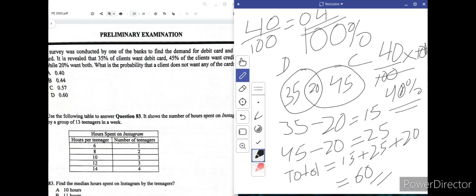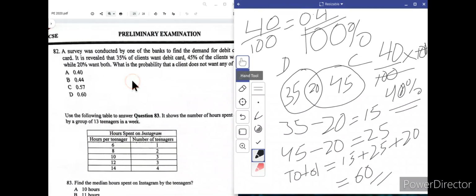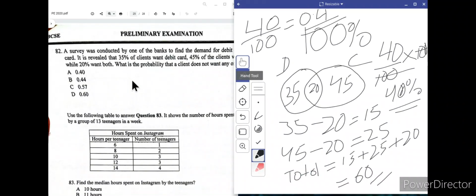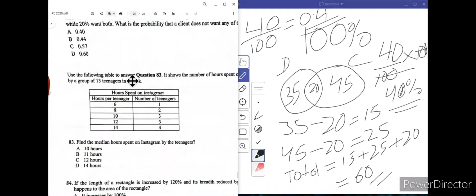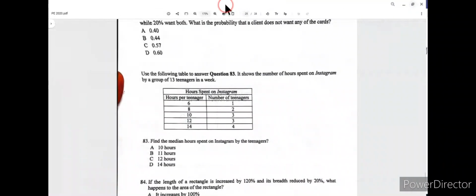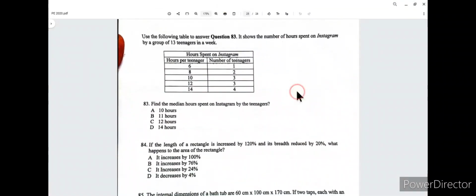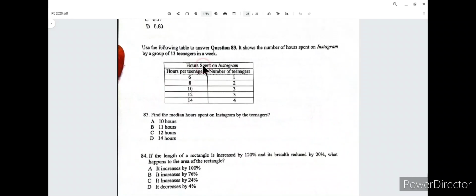So the correct answer for question number 82 is option A, 0.40. Now let's look into question number 83. Question number 83: find the median hours spent on Instagram by teenagers. We are given a table and we are asked to find the median hours.